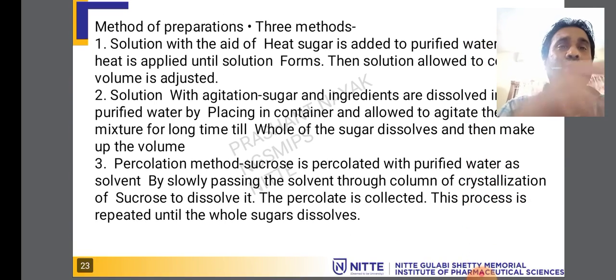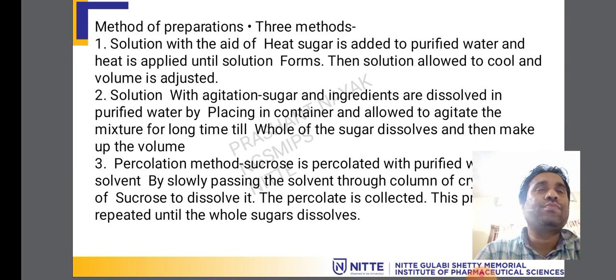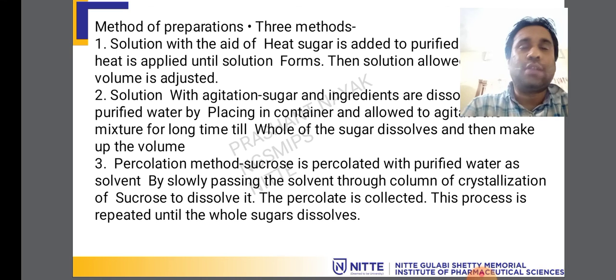Now, method of preparation. Three methods. Solution with the aid of heat: sugar is added to purified water and heat is applied until solution forms. The solution is allowed to cool and volume is adjusted. Solution with agitation: sugar and ingredients are dissolved in purified water in a container and the mixture is agitated for a long time. Once the whole of the sugar dissolves, make up the volume as required.